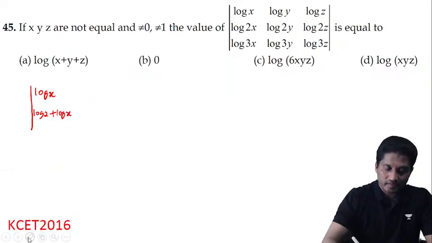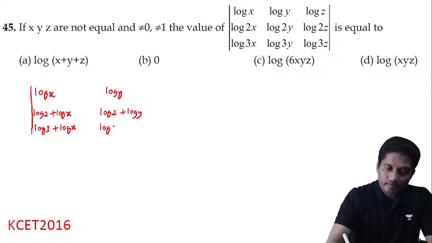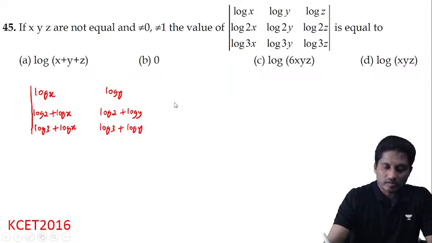I'll just arrange this properly. This is log 3 plus log x. Okay, and then this is log y. Second column will be equal to log 2 plus log y, and this is log 3 plus log y. Right, now this is log z. Then this is log 2 plus log z. Then this is log 3 plus log z.